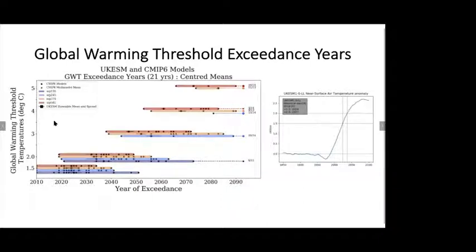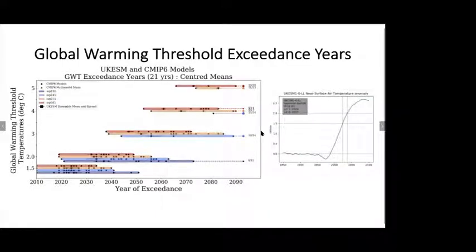UK ESM is represented with the square and a line to express the range of UK ESM ensembles, so that's here and here. Some of the models in our analysis showed a very early exceedance, like the Canadian model here, and UK ESM also tends to be a little on the warmer side. So our analysis from here on is more focused on UK ESM, although we plan to extend it to multi-model analysis as well. But this is just to place UK ESM in the context of other CMIP6 models.